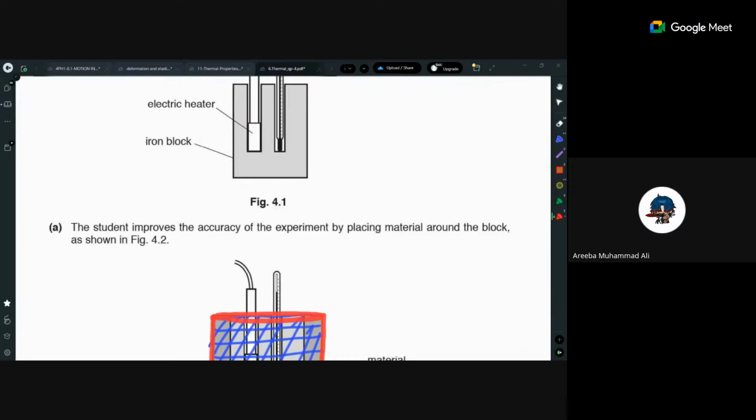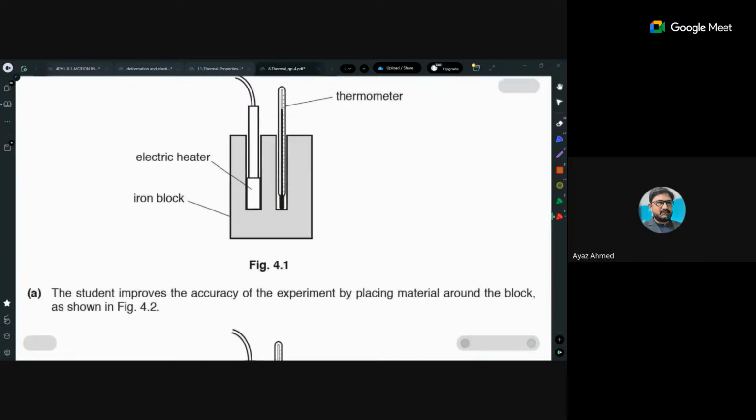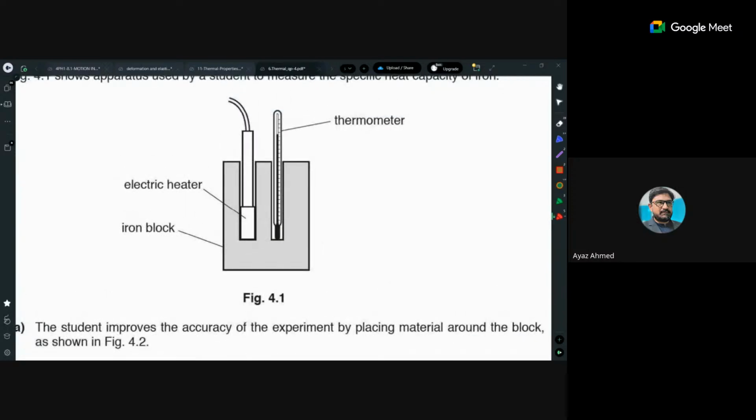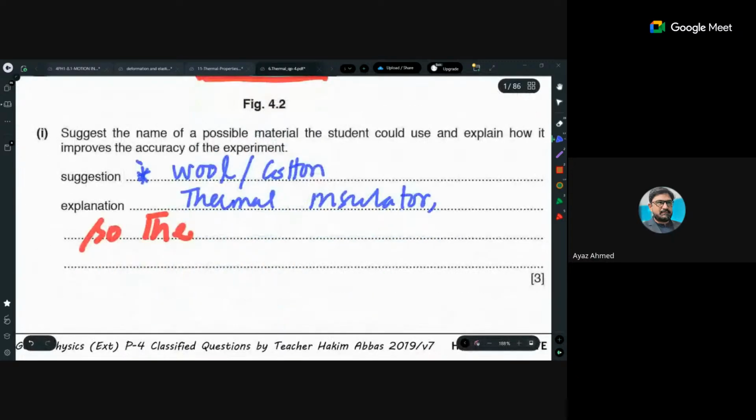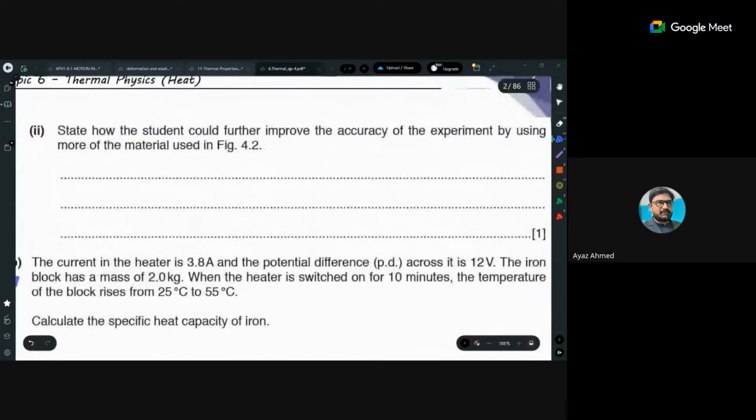Why is that not copper, sir? Copper is a very good conductor, so it will let all the heat go out to the surroundings. Okay, sorry. So we must not send heat into the surroundings, so that all the heat must be conserved inside the block. Okay, that's it. No need to write it. Actually, the main game is residing here.